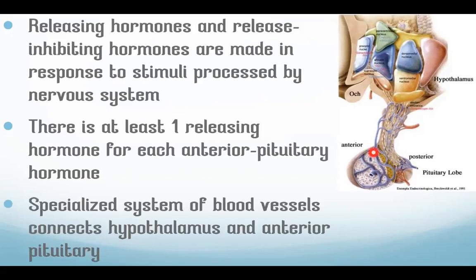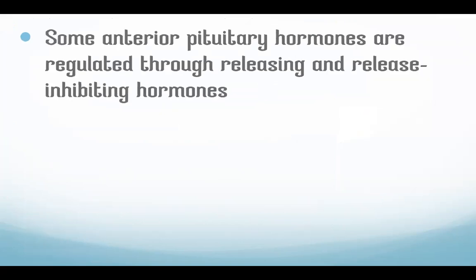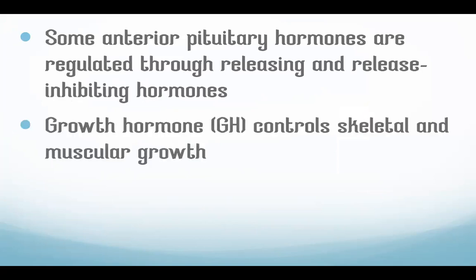So here you see a specialized system of blood vessels that connects the hypothalamus to the anterior pituitary. You do not see that on the posterior pituitary because it's not connected by blood vessels, it's connected by neurons. Okay, that's the difference. Some anterior pituitary hormones are regulated through releasing and release inhibiting hormones, the on, off, or start, stop switches.